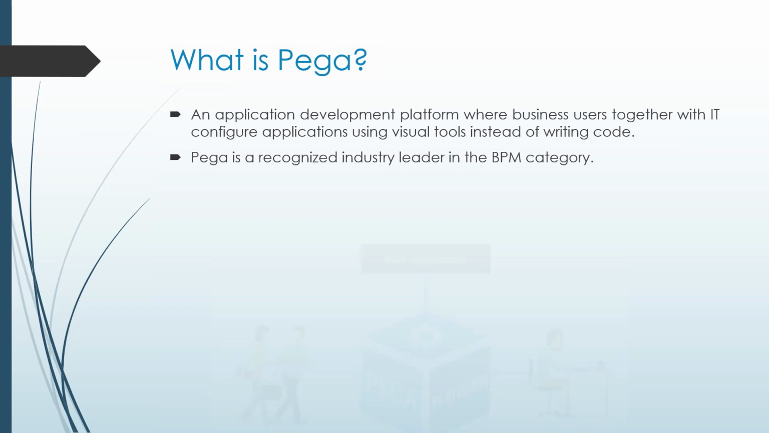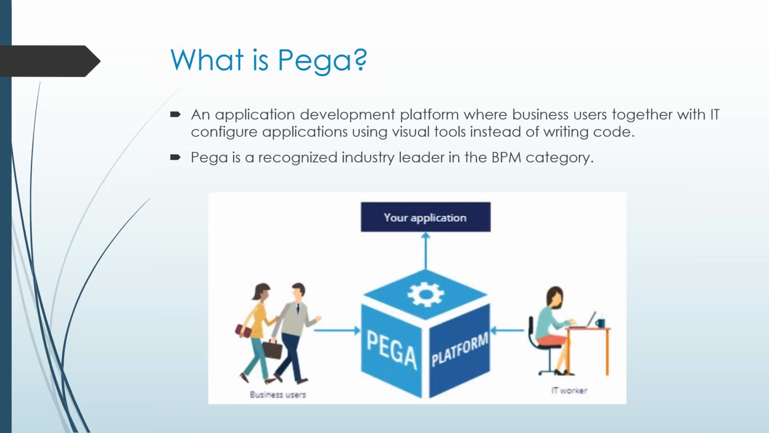Okay. So then moving on, we look at what is Pega now. Pega is basically an application development platform where business users, along with the IT, configure applications using visual tools. In general, for any other application development tool or platform, the life cycle would start with the business analyst, where they get the requirements from the product owner or the stakeholders, and then they transfer it to the development team. Correct? But unlike other technologies, in Pega, the business users and the IT or the development team would always go hand in hand.